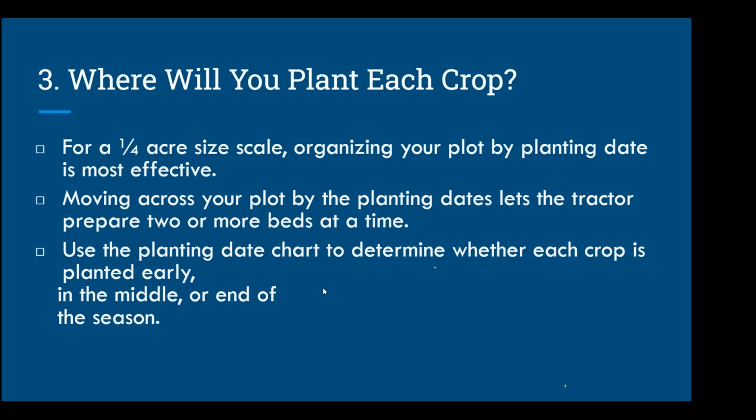And then where will you plant each crop? For a quarter acre size scale, organizing your plot by planting date is most effective. So moving across your plot by the planting dates lets the tractor prepare 2 or more beds at a time. And use the planting date chart to determine whether each crop is planted early, in the middle, or at the end of the season.